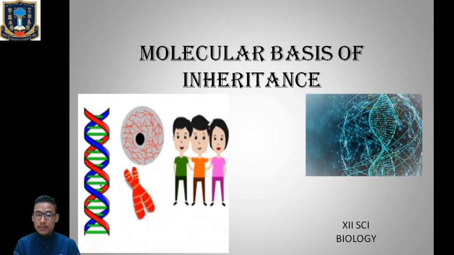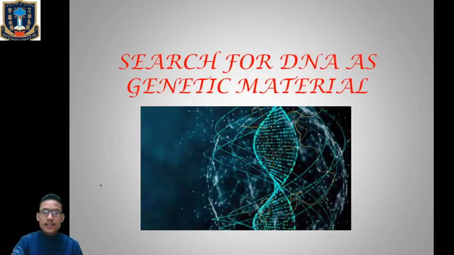When we compare DNA and RNA, we will see that DNA is much more stable and much more suitable as genetic material. This comparison between DNA and RNA we will do in our further classes. Today we will learn about the search for genetic material. Why do we call DNA genetic material? And how did biologists come to the conclusion that DNA is the genetic material? That we are going to learn today.